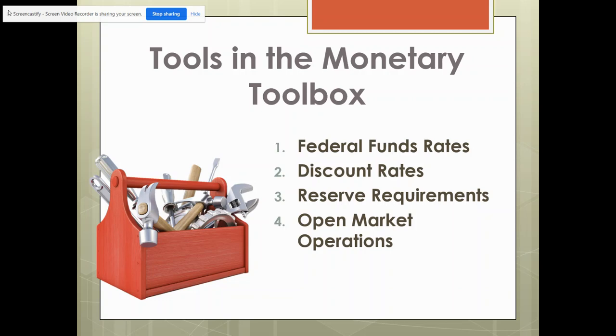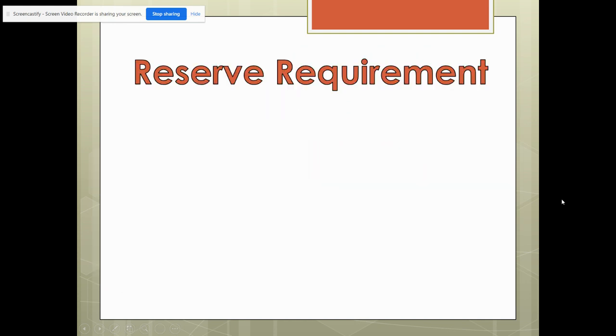So, like we talked before, if something is broke, you use tools to fix it. And the same is true with the economy. When something's not working right, the Fed uses their tools to try and fix the problem. So, we have their four tools here. And like I said, we're going to go through them and see what exactly they are. So, the first one we're going to start with is called the reserve requirement.